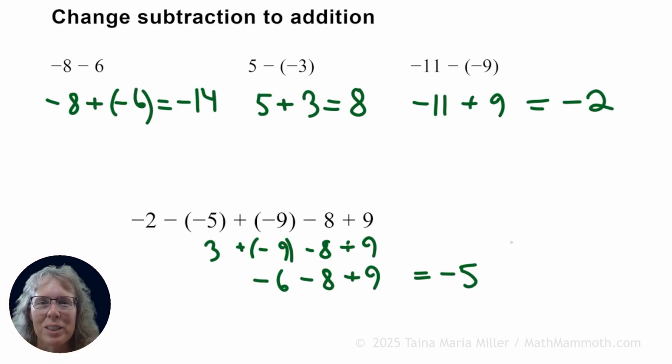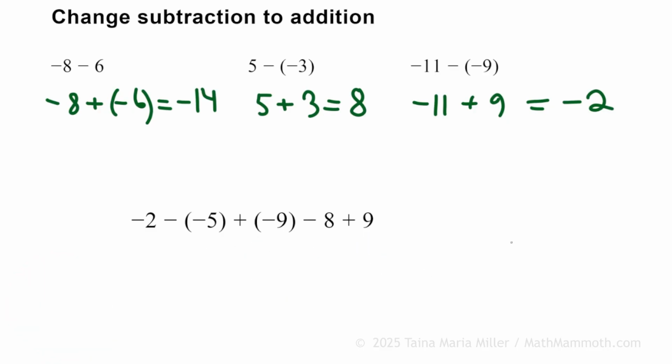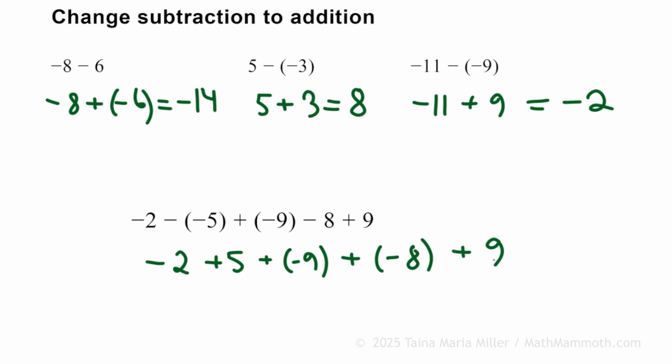Let me also do it the other way. So in this method, I will first change each subtraction into an addition. So we will get -2 plus 5 plus -9 plus -8 plus 9. Then I would add all the positives together and all the negatives together. But I see something interesting here.